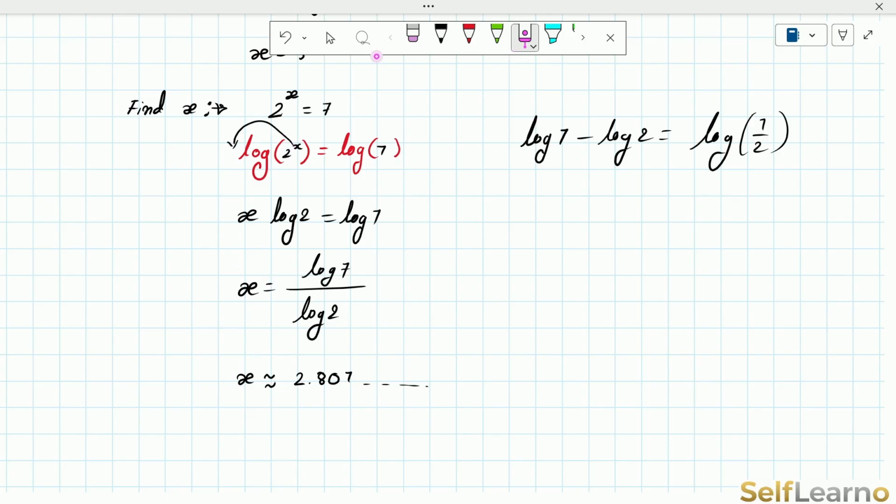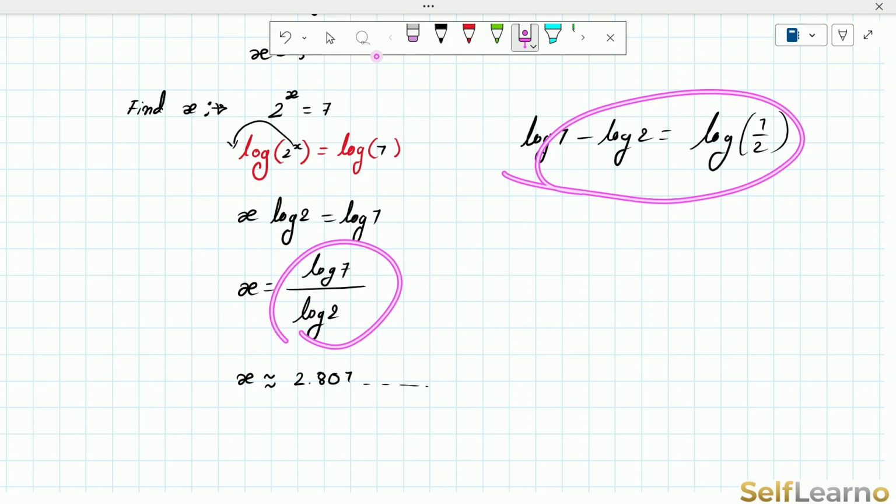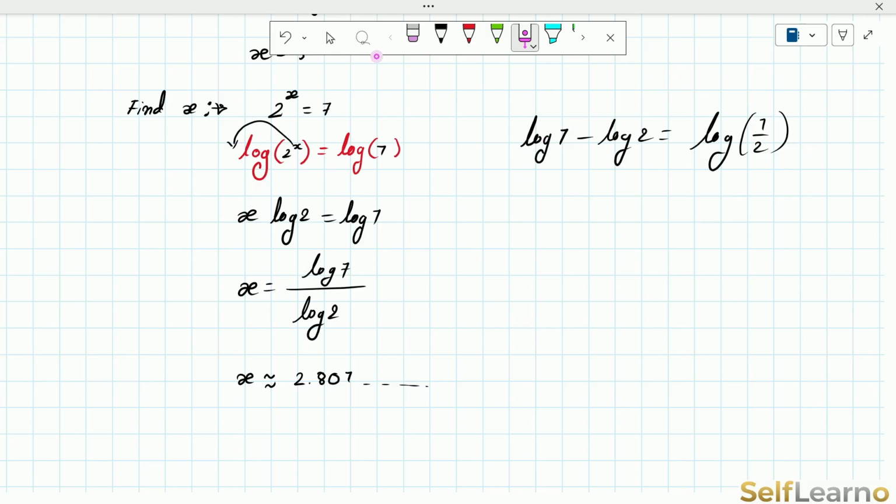And I have seen many students getting confused between this and this. It is log 7 divided by log 2. We don't have any rule for this. This is that. Let me explain one more question of this type, and I will take a familiar value so you will get some confidence.